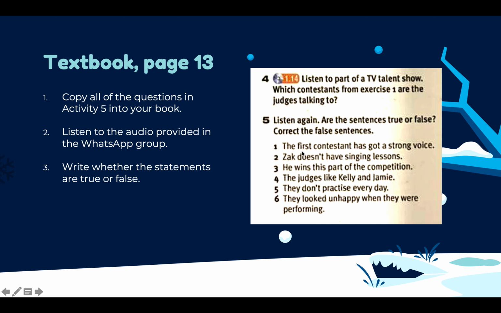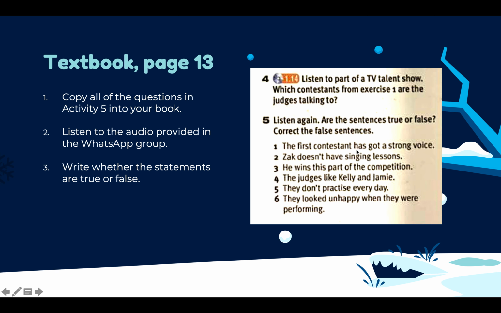For example, number 1, the first contestant has got a strong voice. Peserta pertama ada suara yang kuat. Okay, so kamu akan dengar daripada audio yang teacher bagi tu dalam group WhatsApp dan kamu tulis dekat tepi dia, true ke false. Okay, if it is true, you only need to write true. But if it is false, you'll have to write false and then you'll have to correct the false sentences. Okay, kalau jawapan kamu true, kamu tulis true sahaja. Tapi kalau jawapan kamu false, kamu kena tulis false dan betulkan ayat yang salah itu.